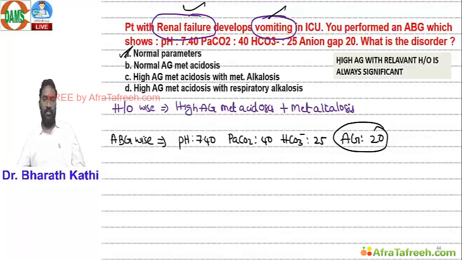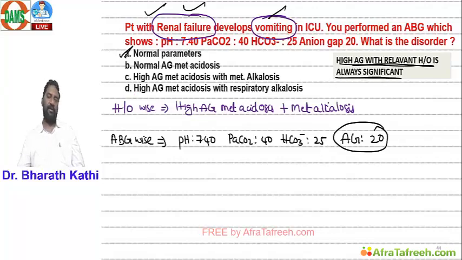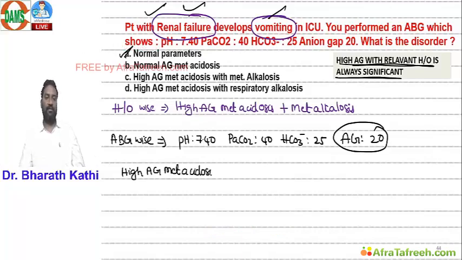High anion gap with relevant history. There is a relevant history called renal failure. You should always take it as significant. So when there is high anion gap with relevant history, you should always entertain the possibility of high anion gap metabolic acidosis. So this is having a high anion gap metabolic acidosis. You should correlate with history. There is renal failure. There is high anion gap metabolic acidosis.